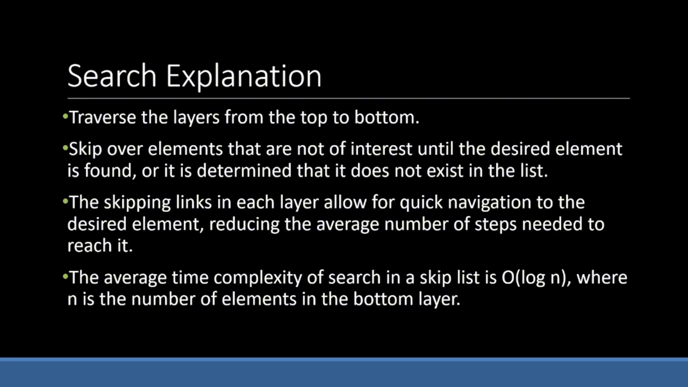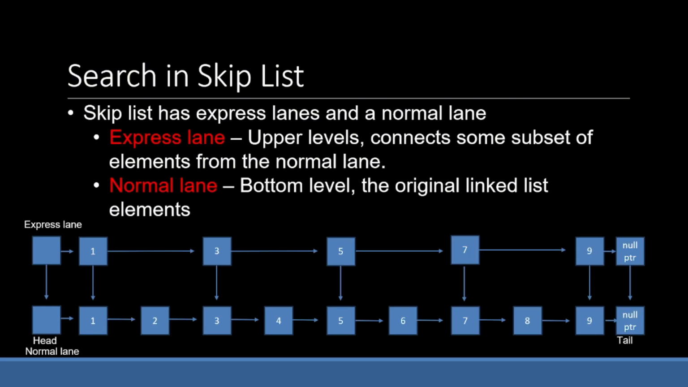To have a better visualization of how the search operation works, I'll show you a step-by-step visualization. Here, we have two layers. The bottom level, which we call the normal lane, is the original linked list. Anything above the normal lane is called the express lane, which is the upper level that connects a subset of elements from the normal lane.